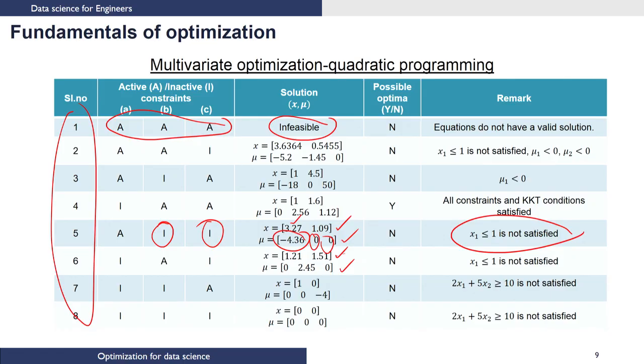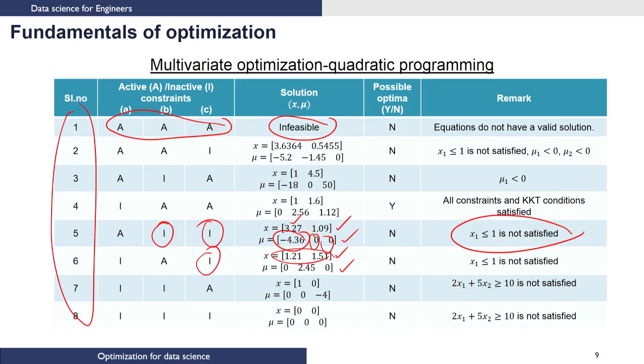But once you have satisfied all of this, you have to still go back and look at whether the inactive constraints are satisfied by this solution point right here. And the inactive constraint here is x1 has to be less than or equal to 1, but if you notice that 1.21 does not satisfy this constraint. So, this cannot be an optimum either.